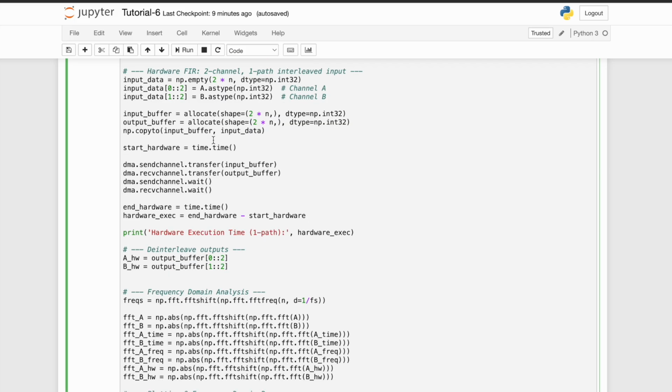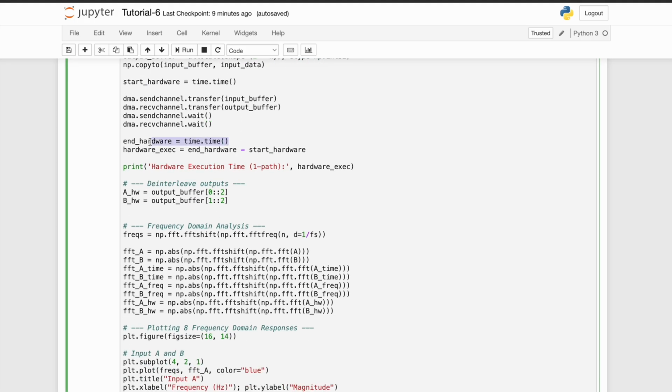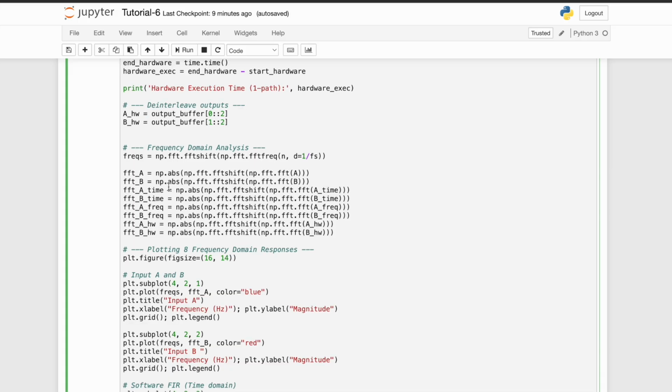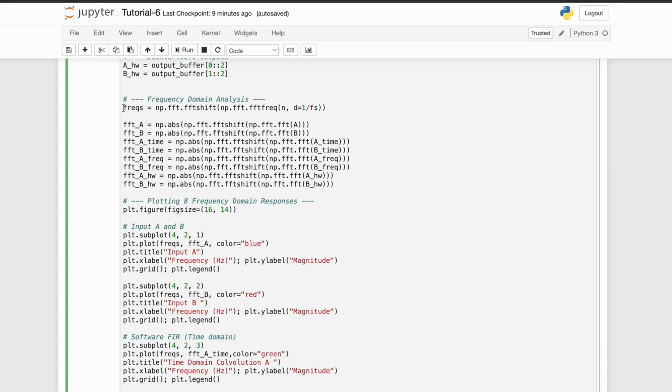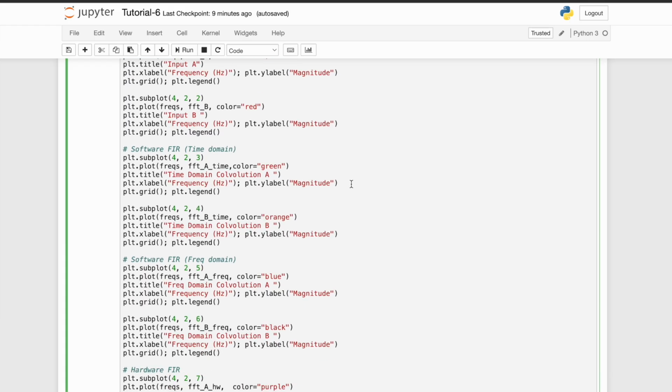Next, we copy that input data into the input buffer, send it to the hardware, wait for the execution to finish and end our timer. Next, we print the hardware execution time and de-interleave our outputs. After the de-interleaving is done, we convert all of the outputs and inputs into the frequency domain, as it is easier to visualize, and then plot them.